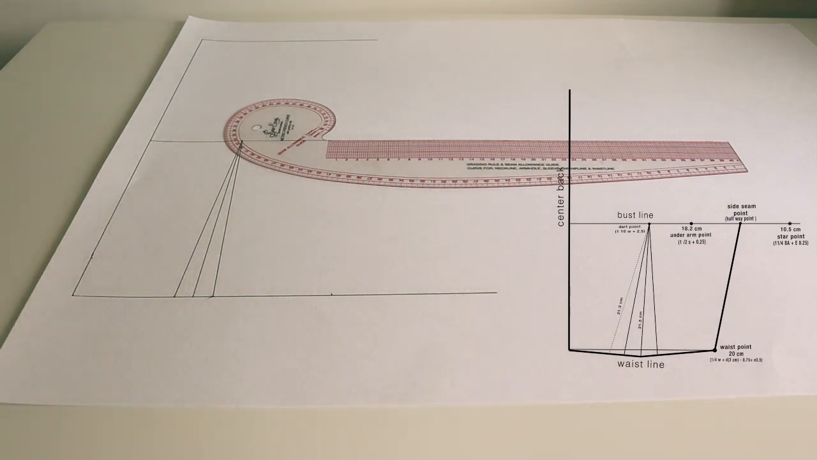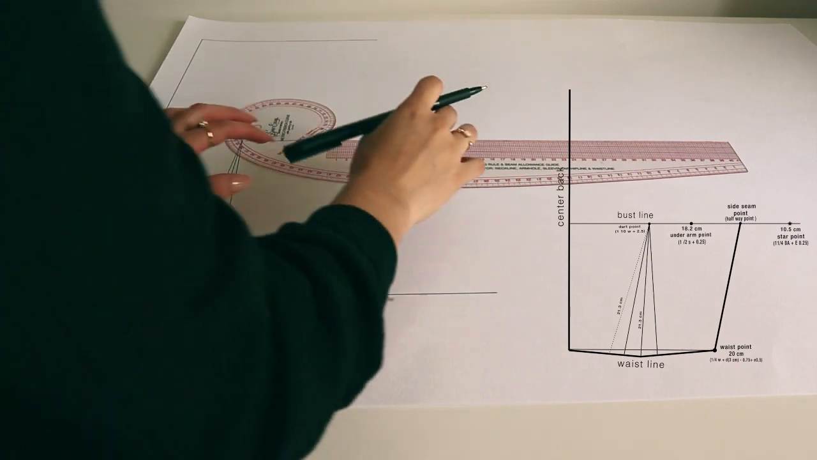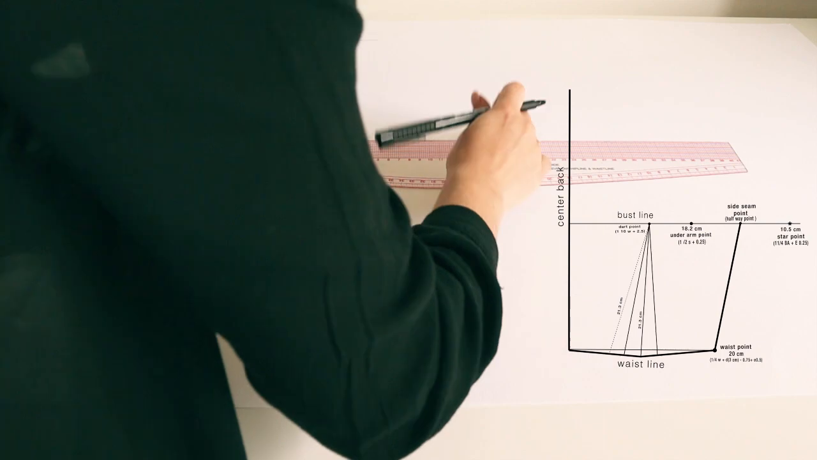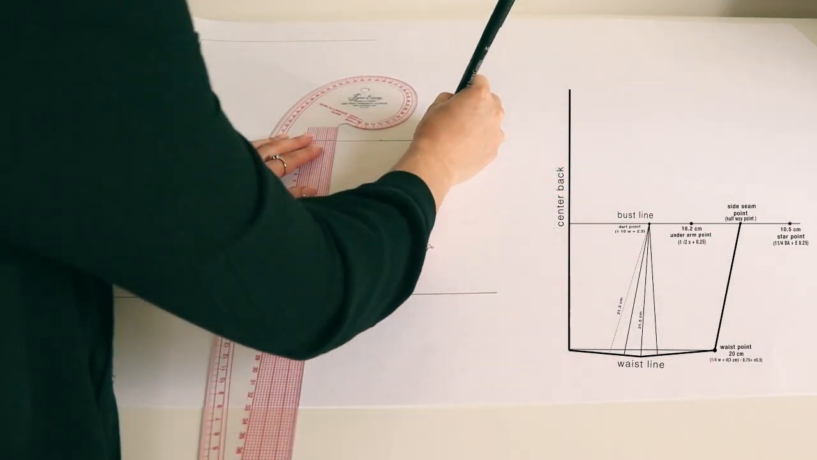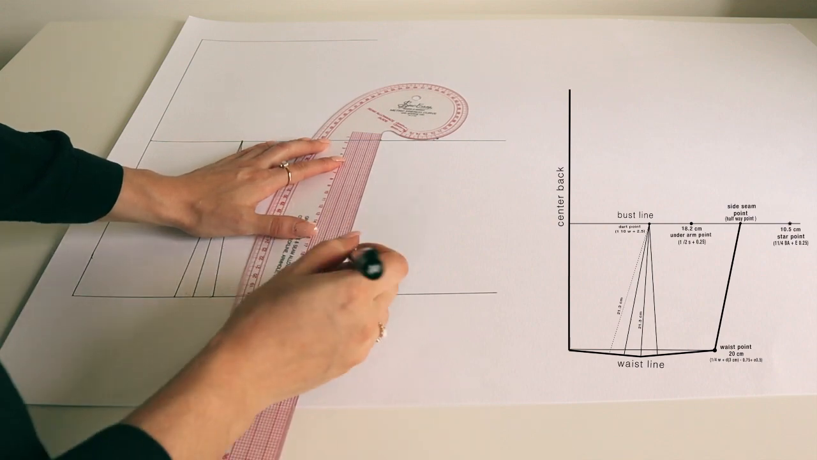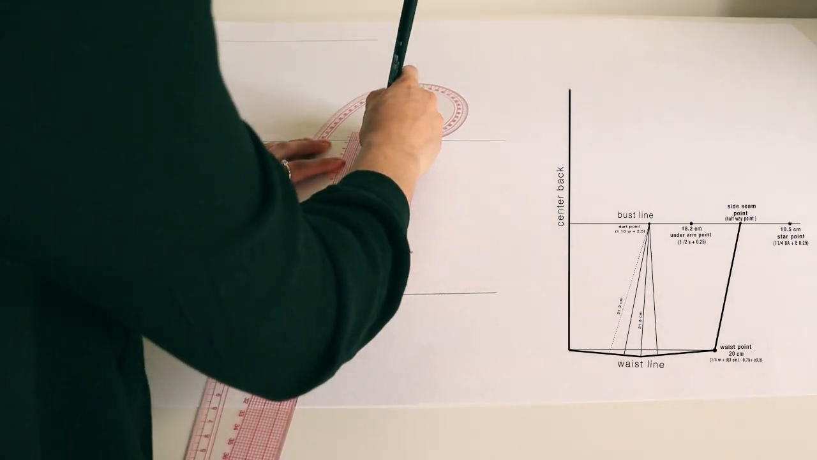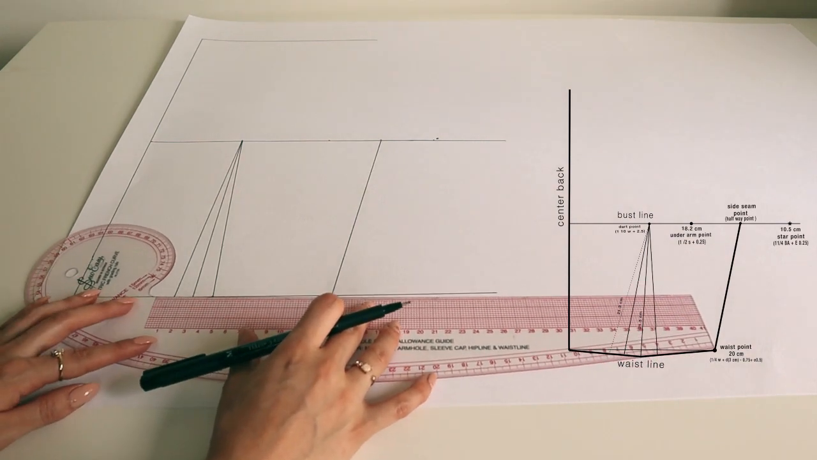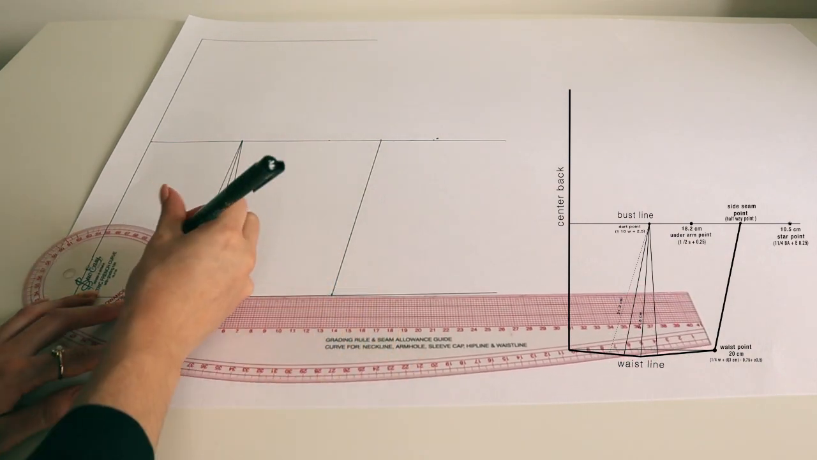We also need to find the midway point between the underarm and the start point, and this will be your side seam point. And then we just need to connect the side seam point to the waist point, and we have your side seam. Cool, so back on the waistline, now we need to elongate slightly the dart.